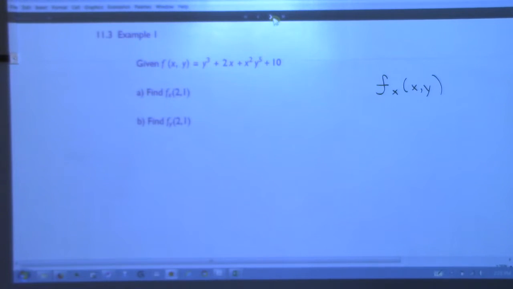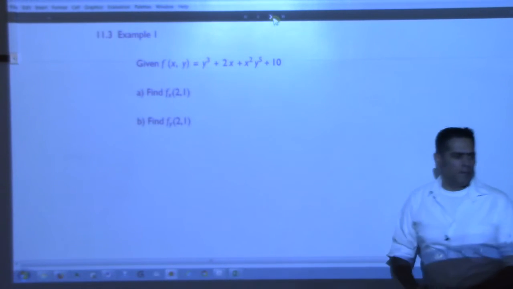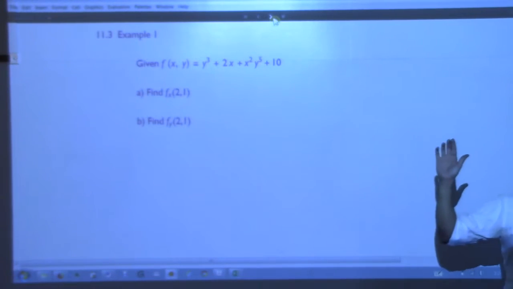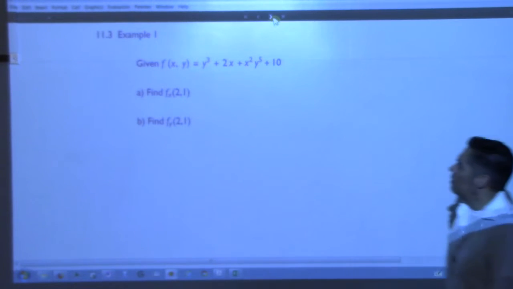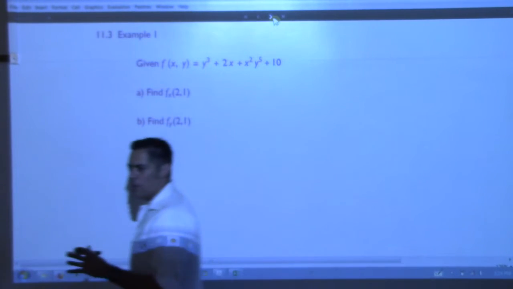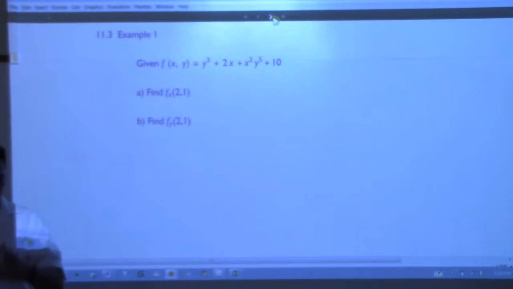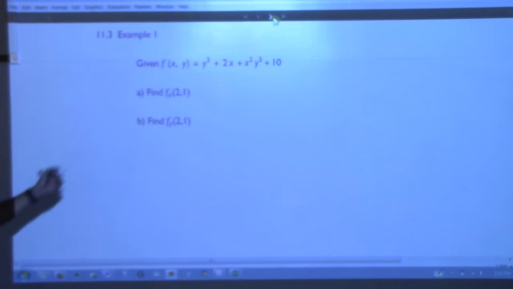Here we go. First example. Has anybody here ever done partial differentiation before? Partial derivatives? Okay. This is one of those things where it might be a little bit weird in the beginning, but then hopefully you'll start to pick up on it, and then once you get it, I think things start to flow pretty nice. So let's do this first one.